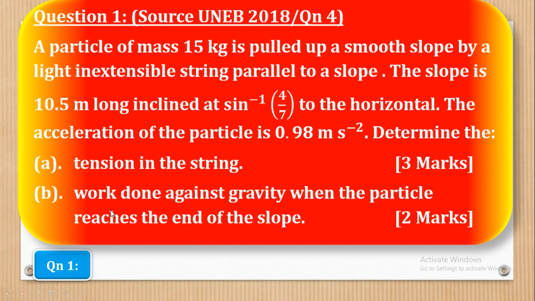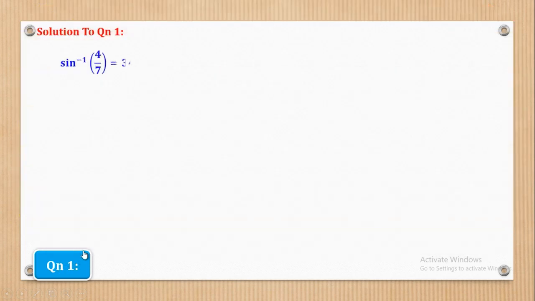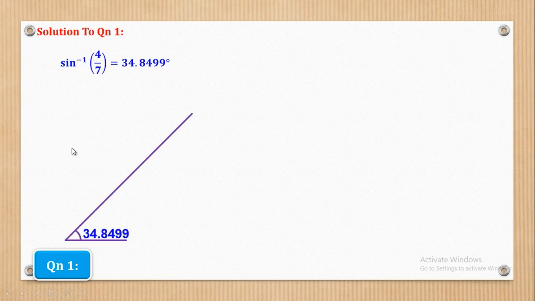So here the best way to answer such a question is to first draw a force diagram. So let's first draw a force diagram. Before we draw a force diagram, we have to first get this angle or the inclination. So arcsine 4/7 is equal to 34.8499 degrees. So now that I've got the inclination, I can come and draw my sketch. So this is the slope inclination, 34.8499 degrees, and this is the slope, the inclined plane, and this is the particle.